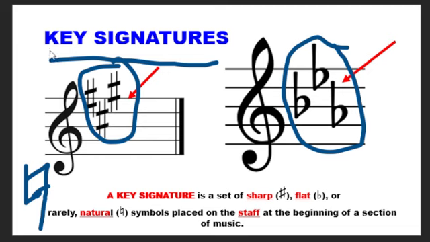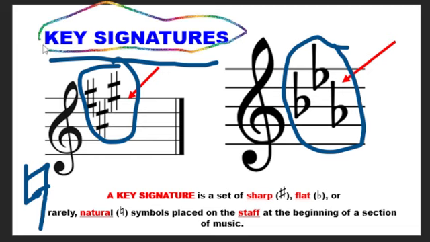Here I have what we call the key signature. Under the key signature, we say it is a set of sharp or flat or rarely natural symbols placed on the staff at the beginning of the section of music. These are the ones that determine what kind of music you are going to play, which kind of song, which key exactly.